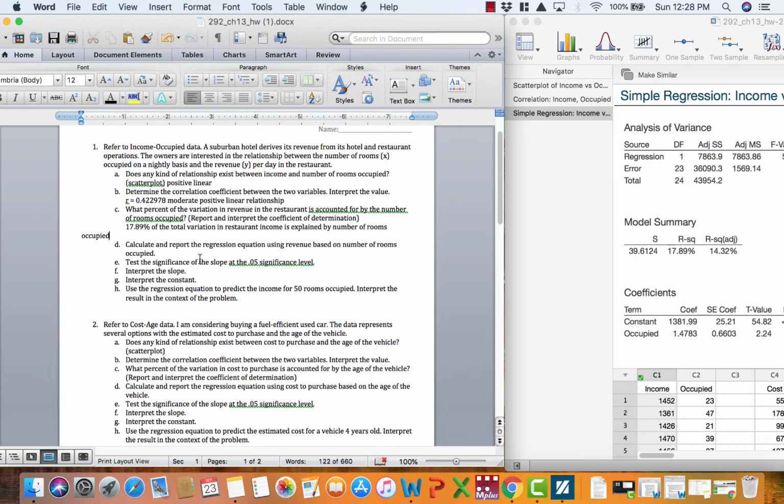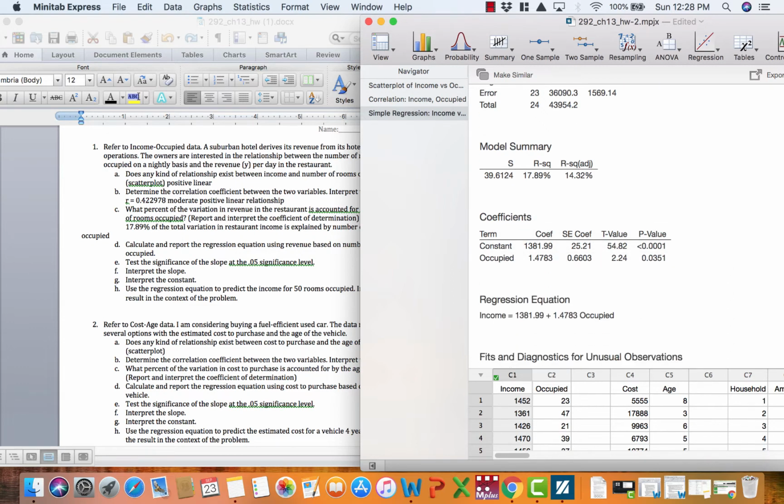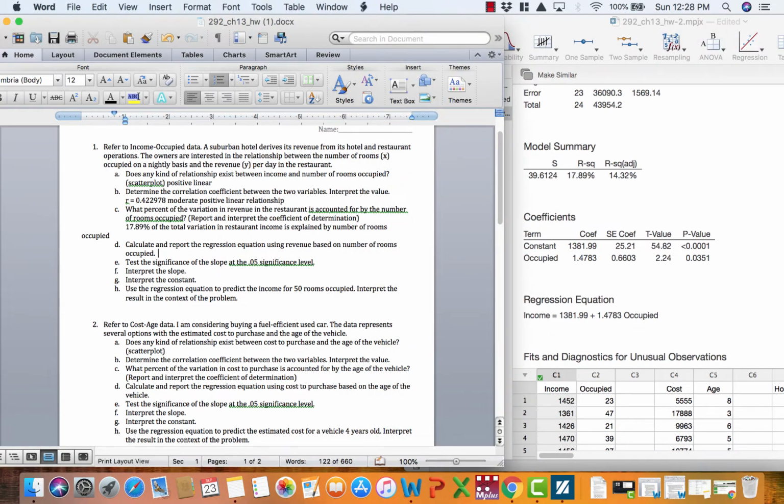D, calculate and report the regression equation using revenue based on number of rooms occupied. We want the equation, and we can look here in the coefficients table and get the coefficients, or we can scroll down a little further to where Minitab has actually typed out the regression equation for us. You can use X's and Y's, or you can use the words for the variables, income and occupied. I think I'll use the words just to make it easier for you guys. And again, we don't round any of these numbers, so income equals 1381.99 plus 1.4783 occupied.